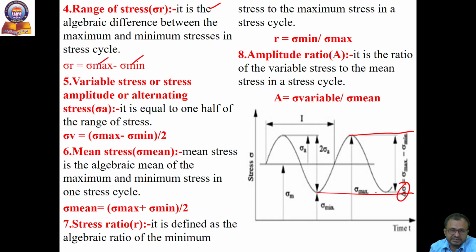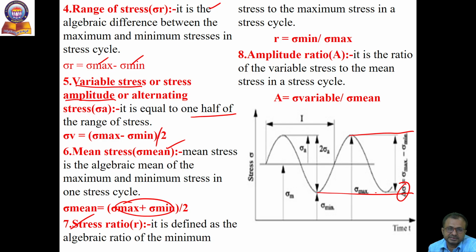But in our design calculations, we consider only variable stress. It is also called the alternating stress. So this is equal to 1/2 of the range of stress. The other important term is the mean stress. Mean stress is the algebraic mean of the maximum and the minimum stress in one stress cycle.